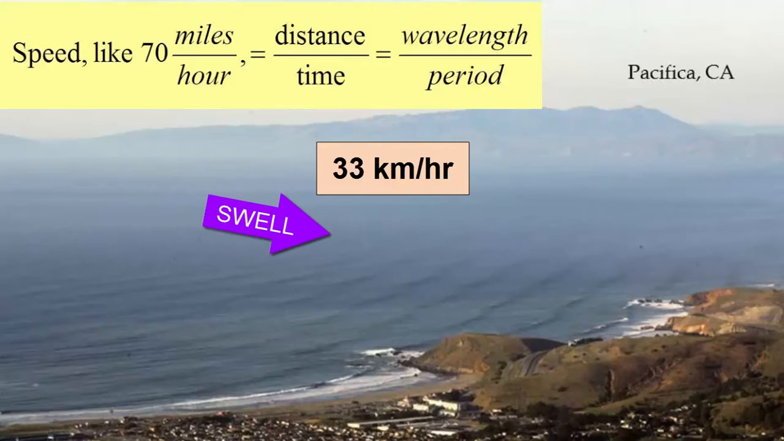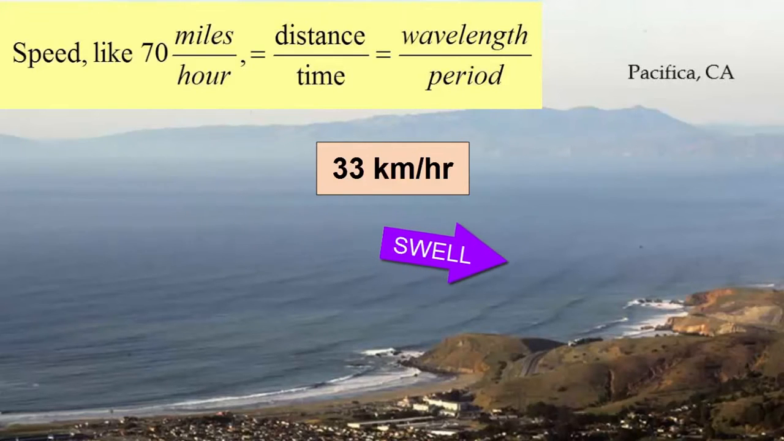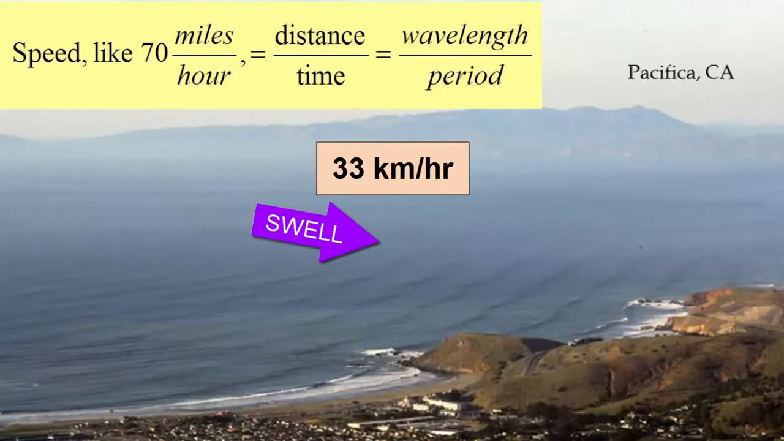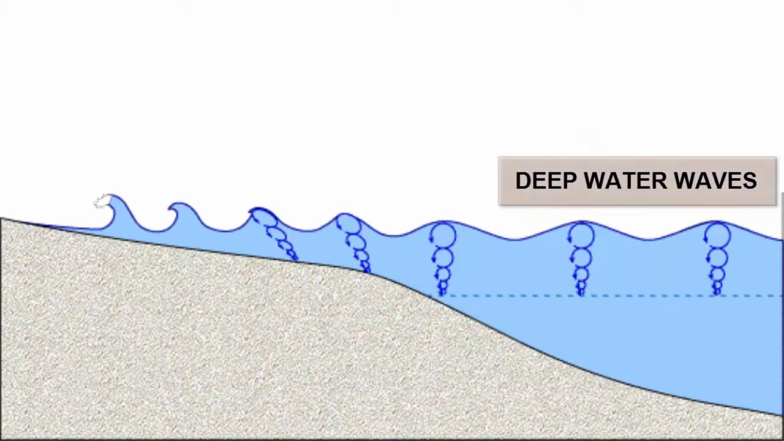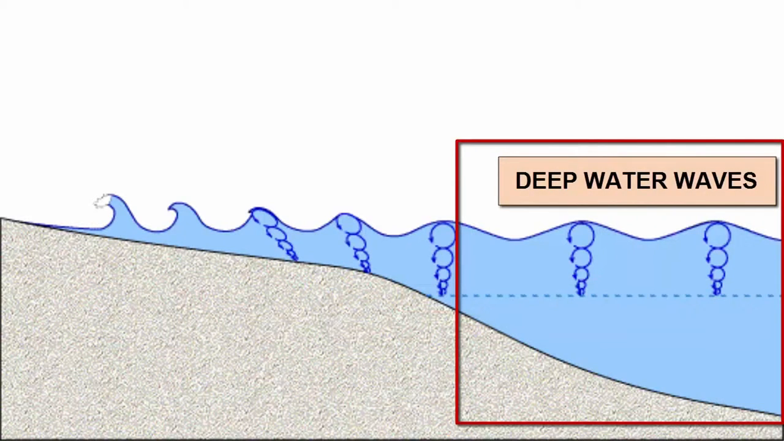However, that speed will slow once the wave feels bottom, which means once it enters water shallower than its wave base. This image reviews the wave base as the limit of orbital motion below a wave. We call waves that move through water deeper than their wave base deep water waves. Note that this definition has nothing to do with whether we think the water is deep or shallow, but only if the wave does. If the wave's base is above the seafloor, it feels like deep water, and there's no interaction between the wave and the seafloor.